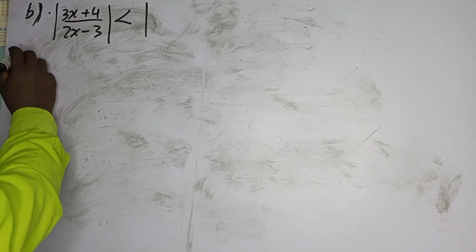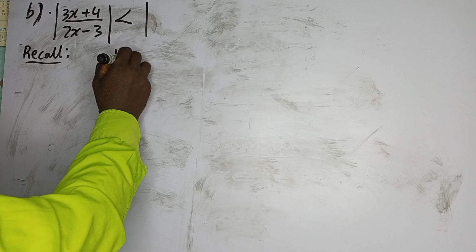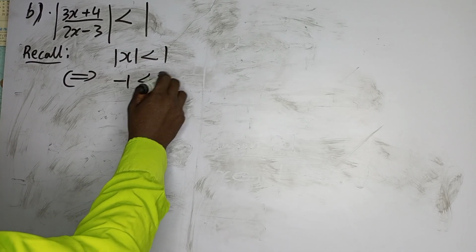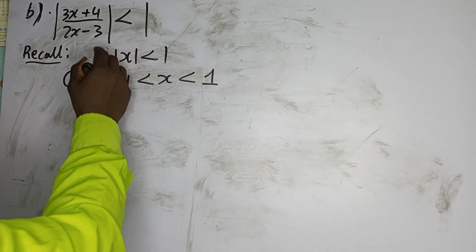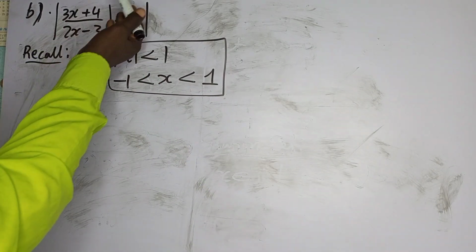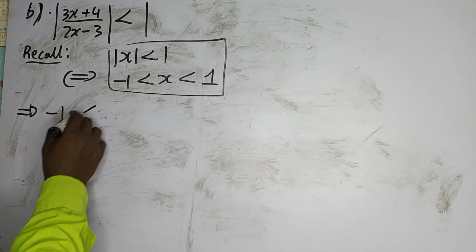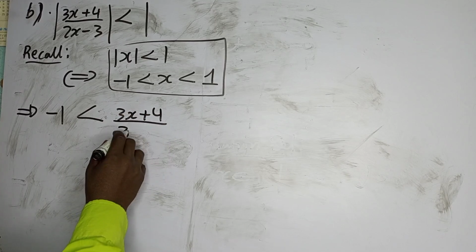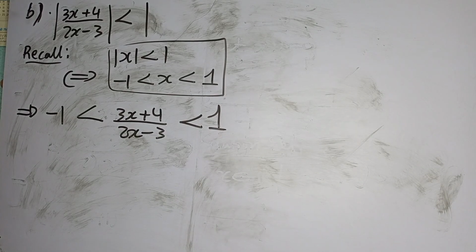Now, we have to use the property of inequality, which says absolute x less than 1 is the same thing as saying minus 1 less than x less than 1. So we're going to work with this property. We have the absolute value here and then less than 1 there. So our inequality will become minus 1 less than 3x plus 4 all over 2x minus 3 less than 1. This is the inequality that we have to solve now.